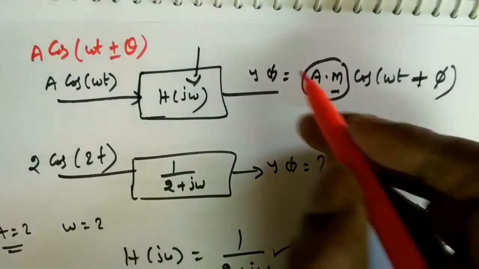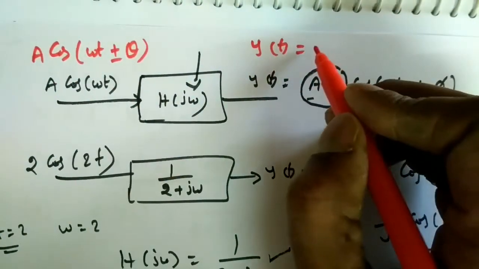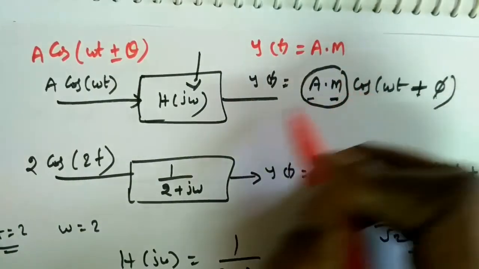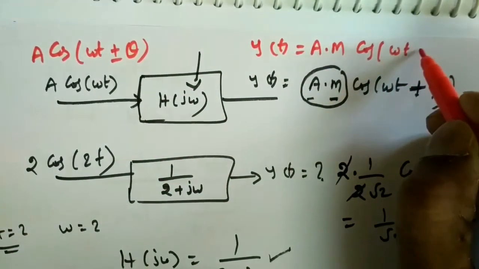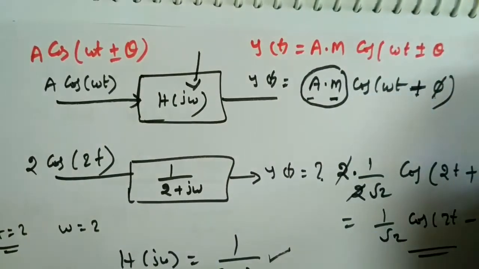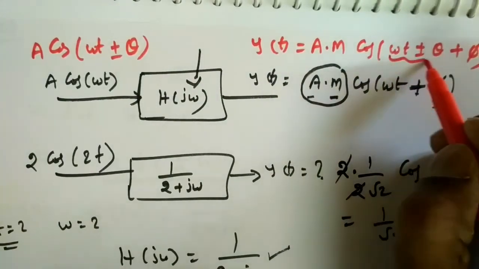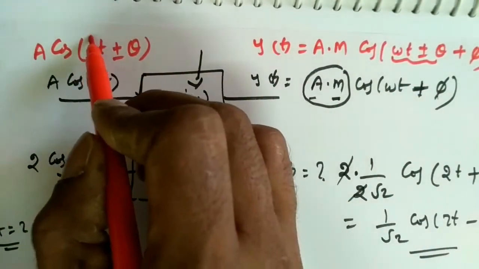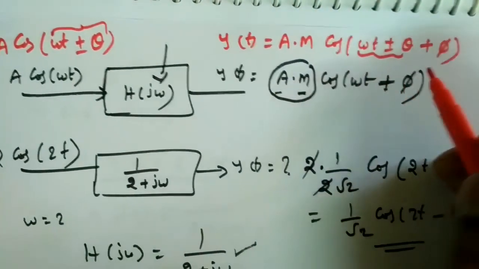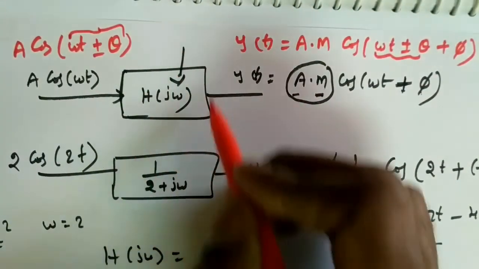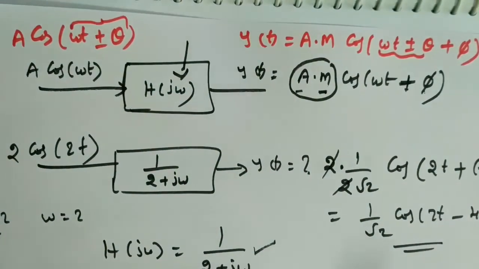In that case, what output will you get? y of t is equal to A into M, where M is given by the system response, into cos of omega t plus or minus theta plus phi. Whatever is there in the input phase, we get the same, omega t plus or minus theta, and the extra phase is given by the frequency response of the system. So that is about this one.